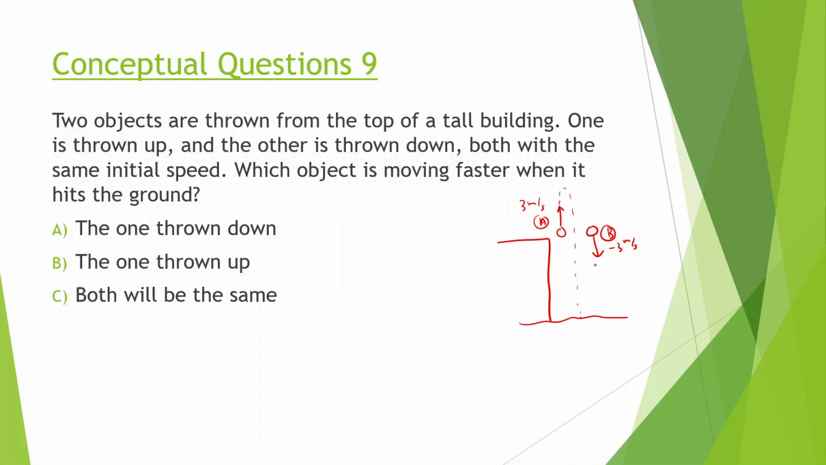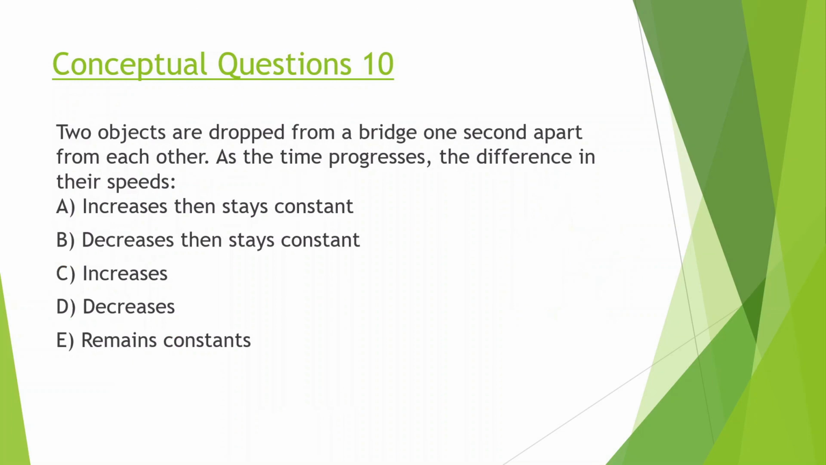So this is an interesting question. However, what you should know is that when ball A comes back down at this point, it's also going to be going down at negative 3 meters per second. So what that means is they're both going to hit the ground at the exact same speed. Even though you're throwing this up, when it comes back down to that same point, it's going to be going the same speed it was thrown. So both will be the same.